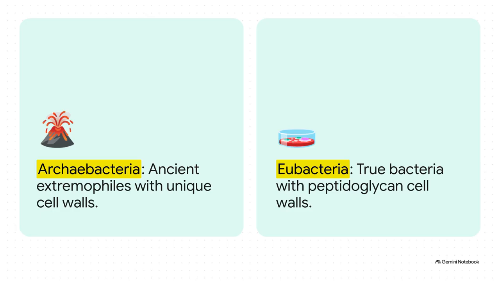On the other side, we have eubacteria. These are the true bacteria with standard peptidoglycan cell walls. This group includes the everyday bacteria we encounter, from the ones that cause illness to the ones that photosynthesize.